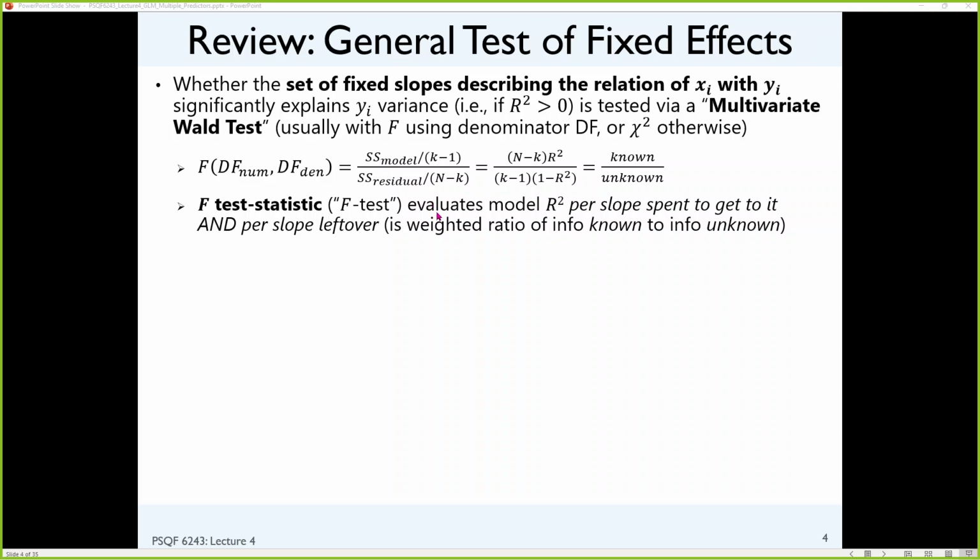So it's a significance test that goes with the r squared, and it is evaluated per slope. So that means that you could have a model with 10 slopes in it and have one slope be really, really useful and the other 9 don't help you, then F would probably be non-significant because it's per slope, and the bad ones would drag down the average.